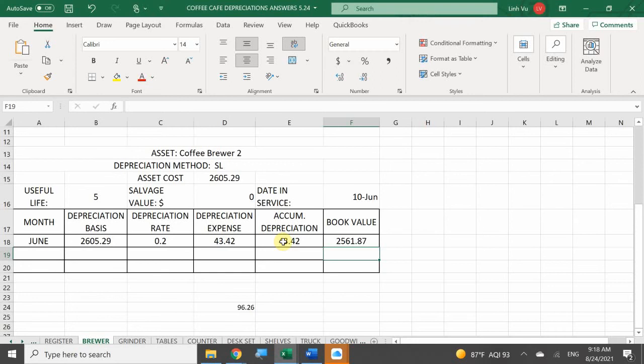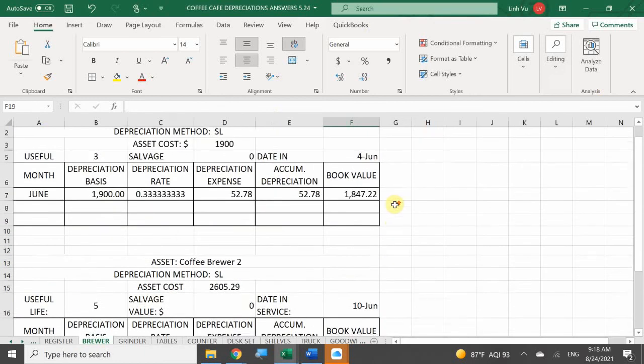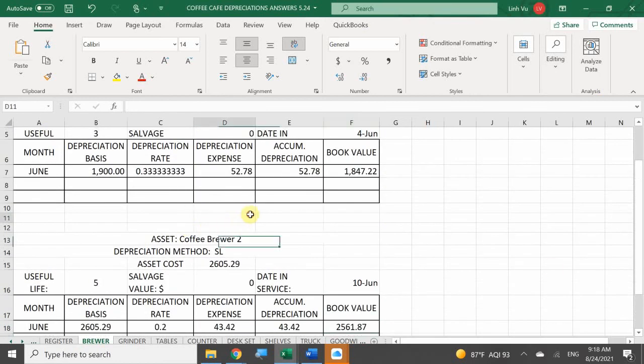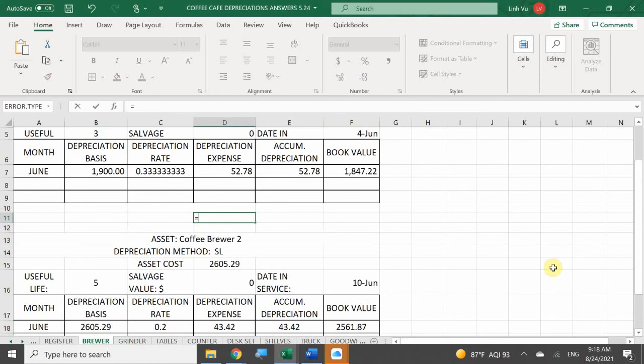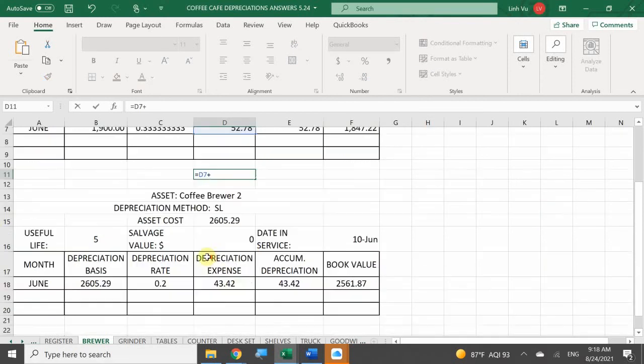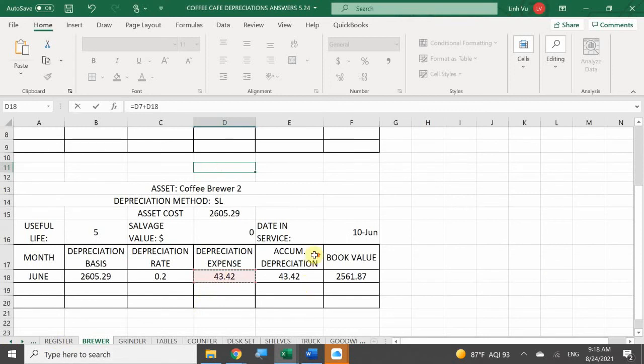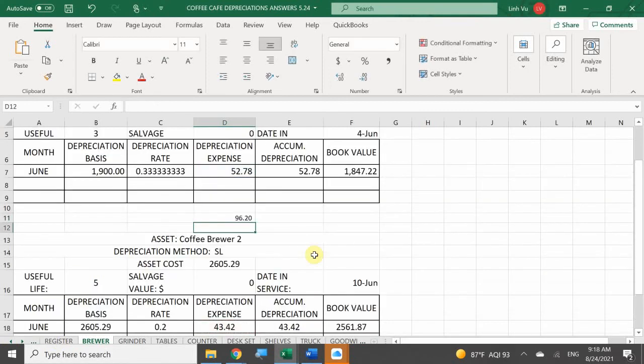So for the coffee brewers, what we're going to do is we're going to combine the two. You can put it on the worksheet or somewhere that you're able to find it. In this case, I'm just going to do it randomly here. So whatever 52.78 is plus my 43.42, it's going to give me a grand total of 96.20 for my depreciation expense for the month of June for both coffee brewers. Okay. Everyone good so far?